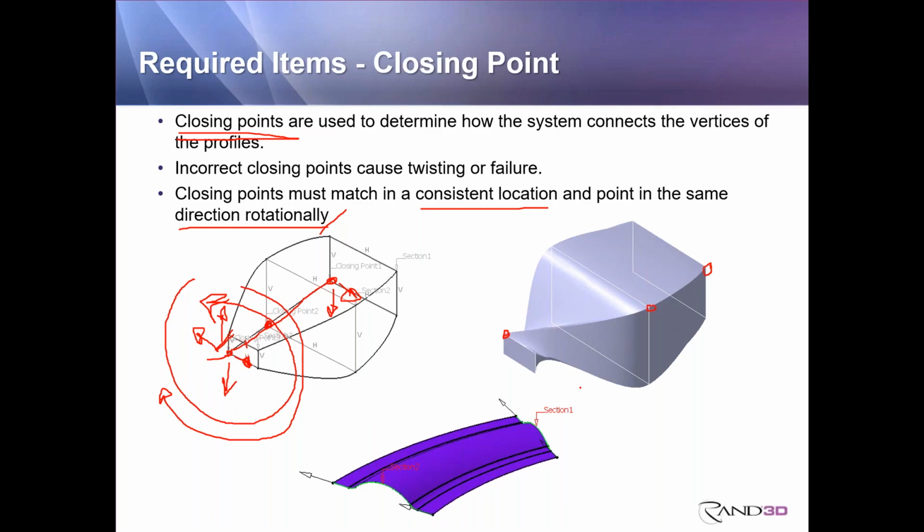So those are the two things you need to pay attention to when you select the section. Where is my closing point? And then you might potentially have to move it, and you may also have to flip the arrow. Now, if you're building a surface where you've got an open section, all you have to do is make sure that the arrows point in the same direction. This arrow points to the left, this arrow over here, and this section also points to the left. I'm fine there.